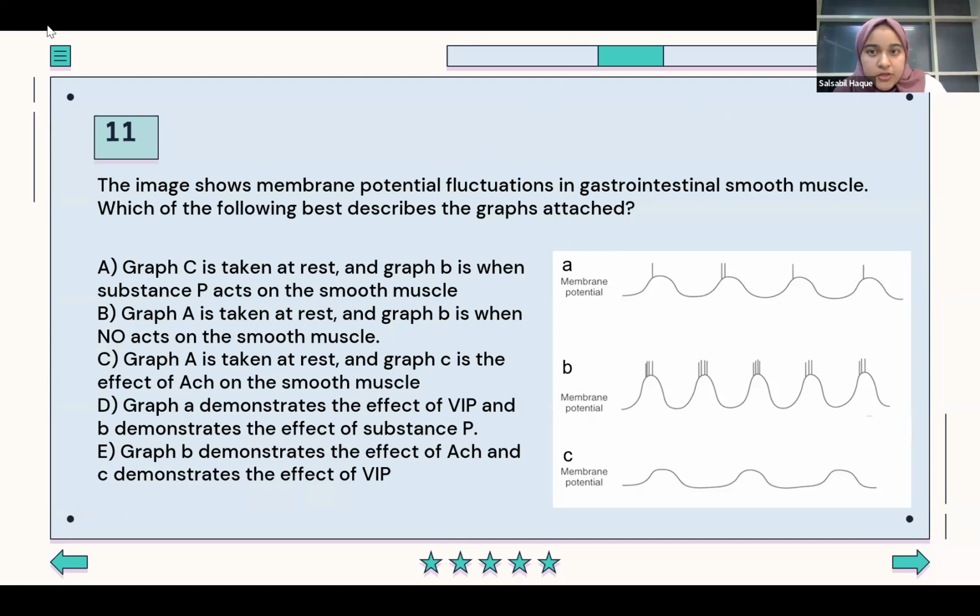Okay, we have an answer. A. All right, A. Let's see if the answer is A. No, the answer is C. Okay, let's go through this.